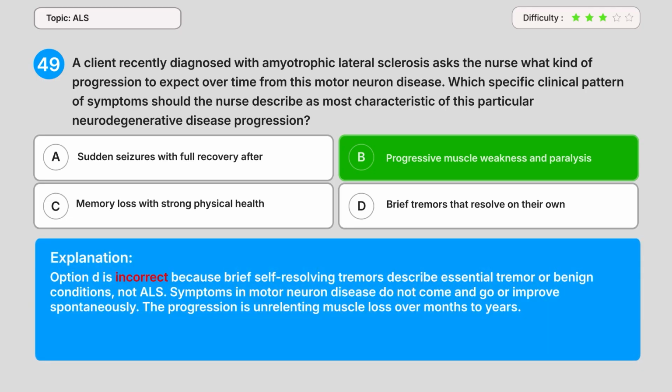Option D is incorrect because brief self-resolving tremors describe essential tremor or benign conditions, not ALS. Symptoms in motor neuron disease do not come and go or improve spontaneously. The progression is unrelenting muscle loss over months to years.